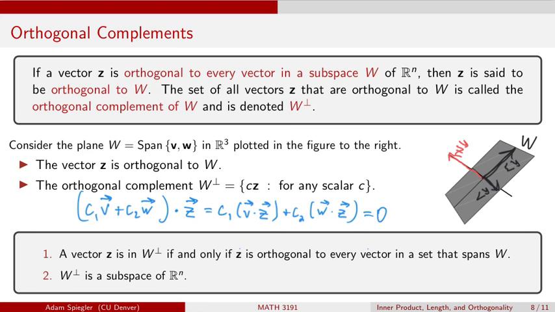And the second comment is that W perp, the orthogonal complement of W, is a subspace itself of Rn. So recall in this case, the orthogonal complement is the set of all vectors on this line that goes through the origin. And if you recall from what we learned about R3, lines through the origin are subspaces of R3. Those are one-dimensional subspaces of R3.